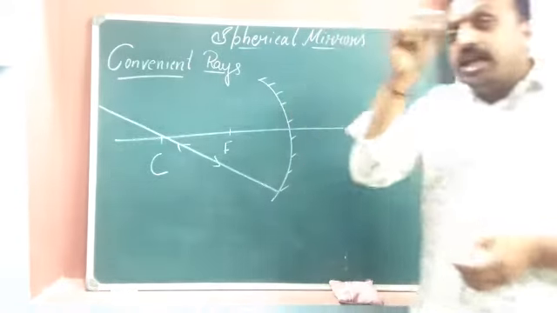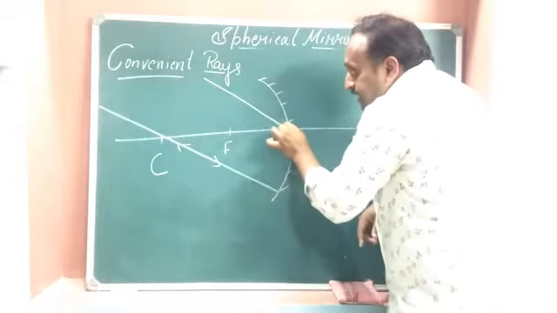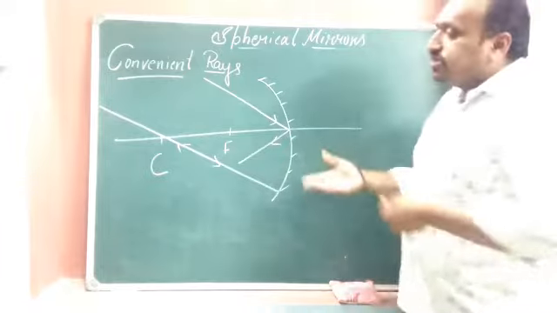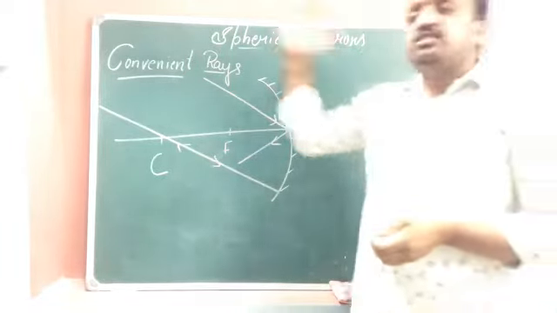And also we can add one more. If it is reflecting at the pole, it will be oblique. This is also we used to use. But normally we are going to use first three steps.